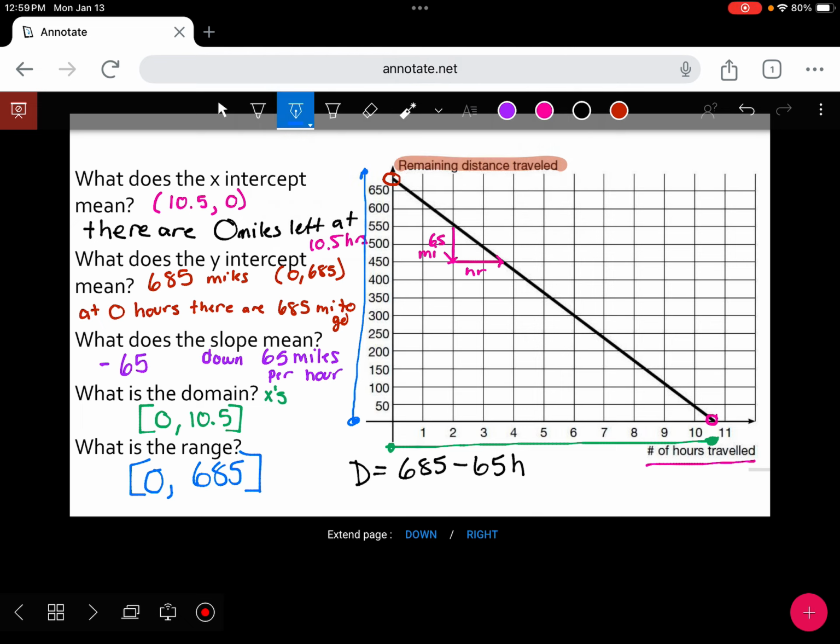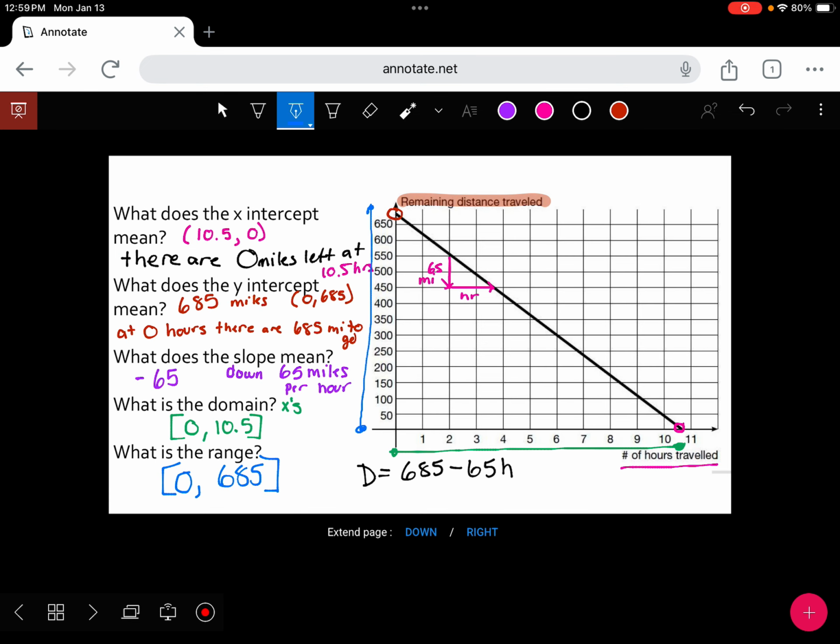So when we're dealing with real world situations, we're not as often going to do domain and range, but it's one of those things that'll come up every now and then. So putting slope and the intercepts in context, we are going to use those quite a bit. We're going to do a lot of story problems and a lot of putting things into context. So we've read a lot of these things on the graph.